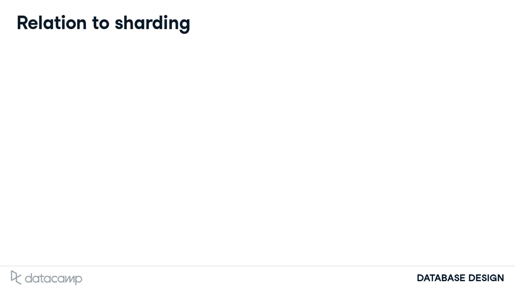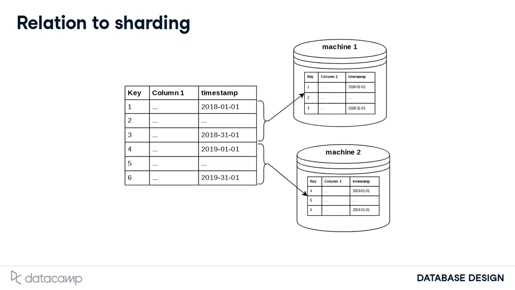We can take partitioning one step further and distribute the partitions over several machines. When horizontal partitioning is applied to spread a table over several machines, it's called sharding. You can see how this relates to massively parallel processing databases, where each node or machine can do calculations on specific shards.